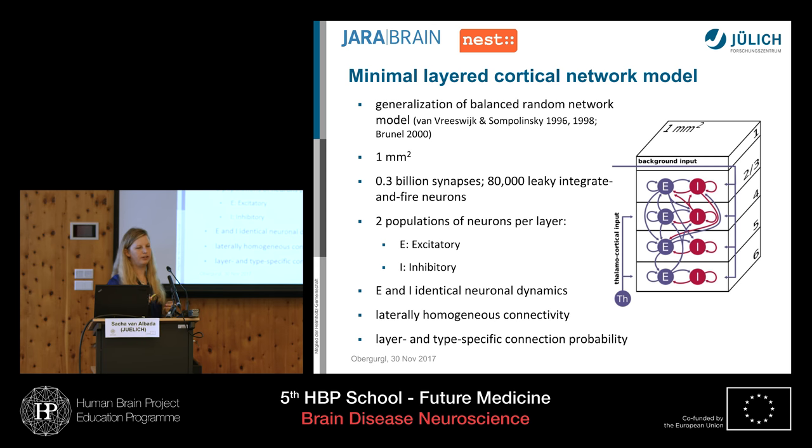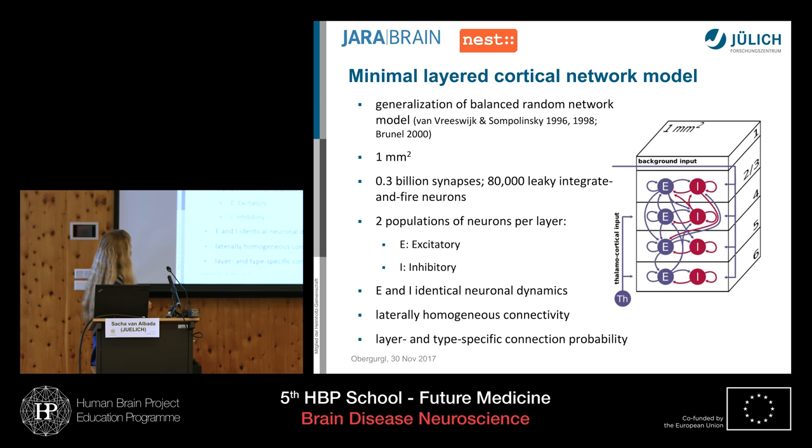It's basically a generalization of the well-known balanced random network model. So each of these layers is a balanced random network model. That is a model where it has a certain connection probability, and then the neurons are otherwise connected at random, and the inhibition is strong enough to cause asynchronous irregular spiking activity.